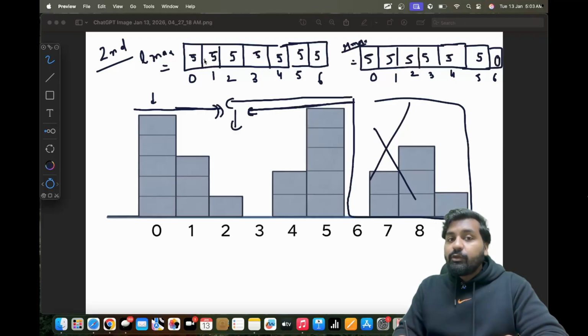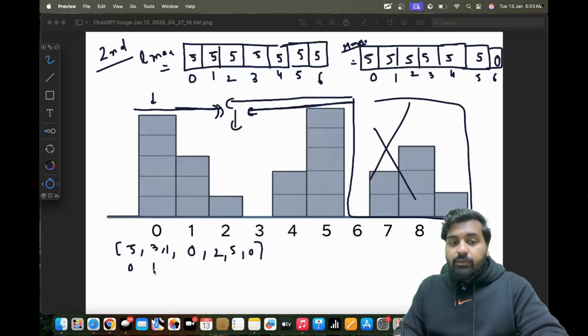Okay, so now we already have left max and right max for each index. Now it is very simple. We have to traverse our main array which was given to us. Let's say the main array was 5 3 1 0 2 5 0. Let's say this is the main array. So indices 0 1 2 3 4 5 6.